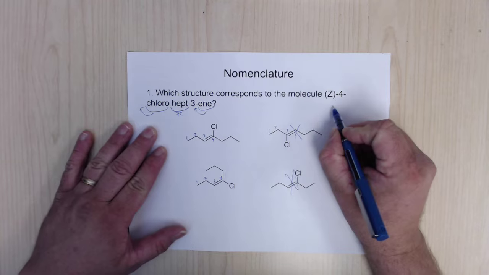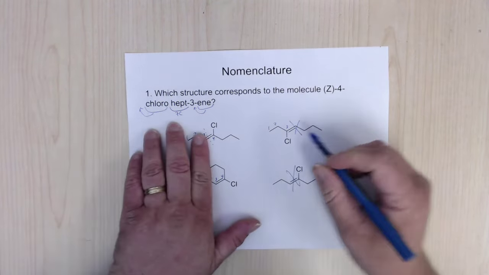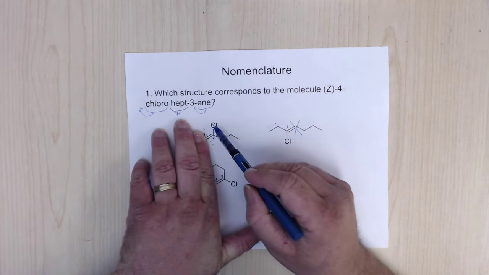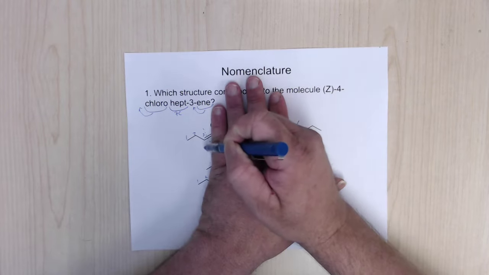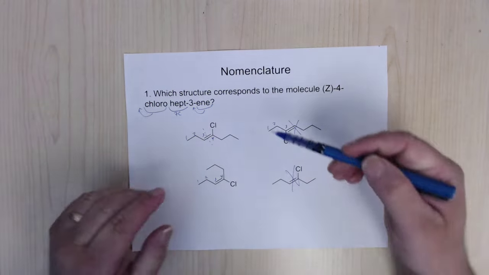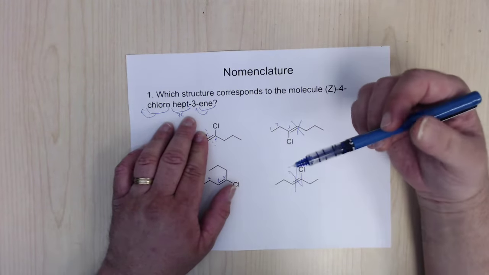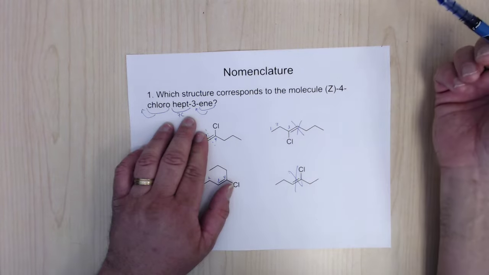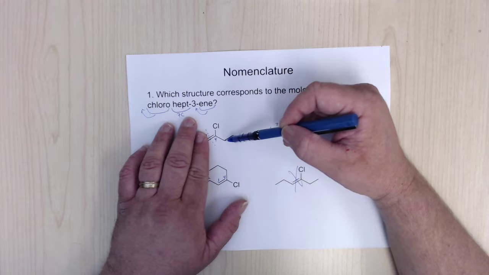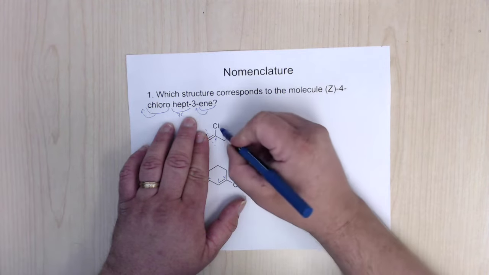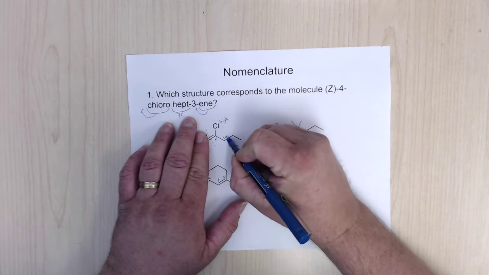For E and Z, what we're going to do is check the two groups hanging off of this carbon versus the two groups hanging off of this carbon. We assign the pair priorities, a high and a low, using the same priority rules that we did for R and S, namely based on mass. So for this one, we have chlorine versus carbon. Chlorine is heavier, so this is going to be the high and this is going to be the low.